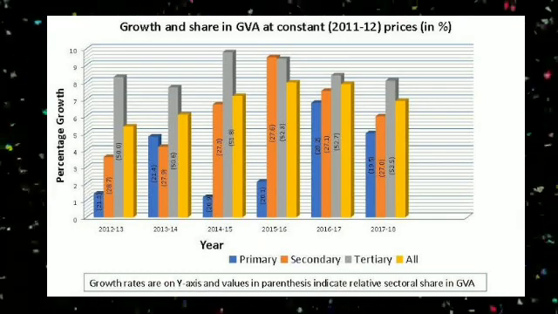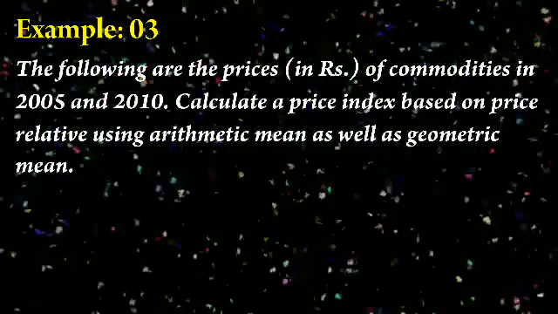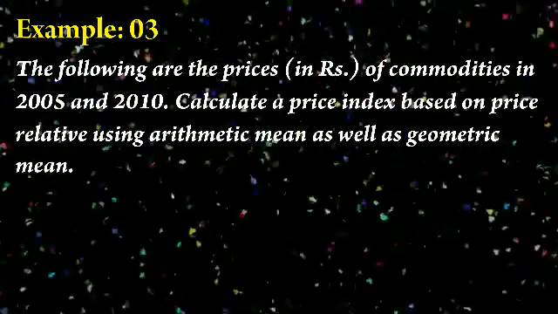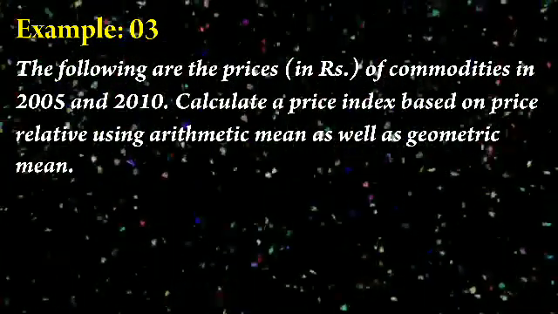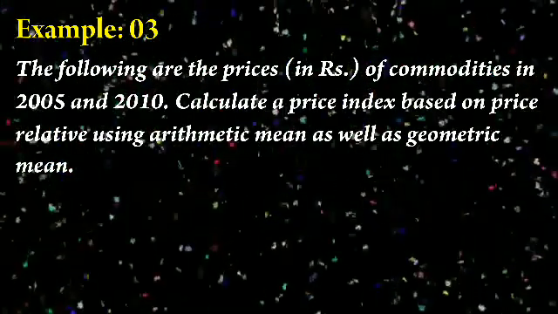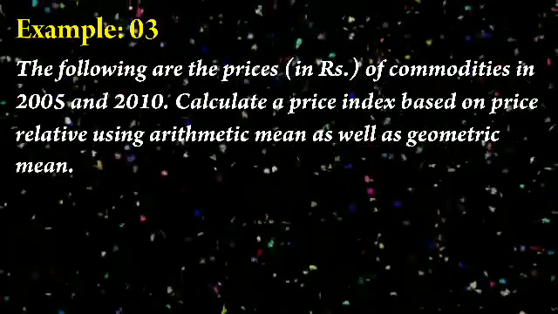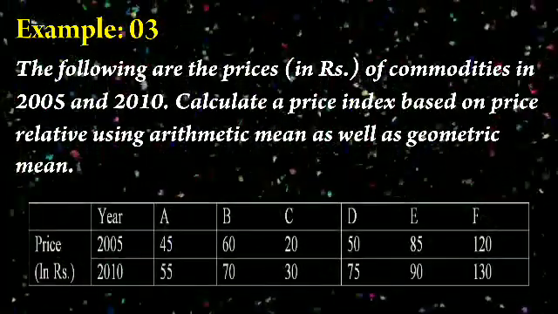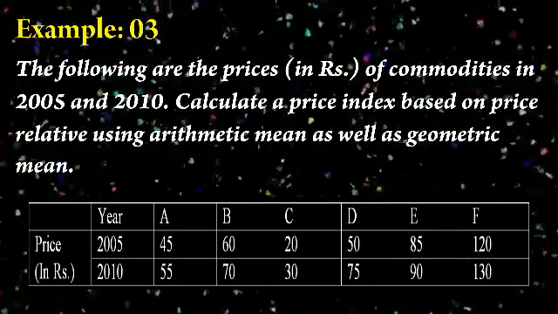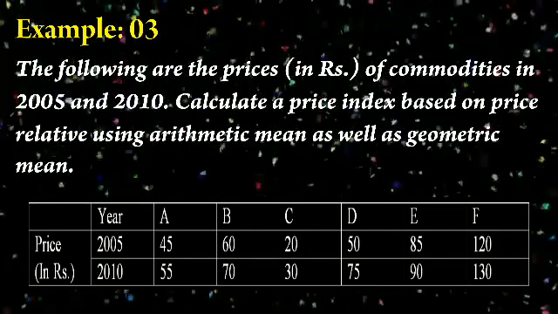Consider the given question. Example: the following are the prices, given in rupees, of commodities in 2005 and 2010. Calculate a price index based on price relative using arithmetic mean as well as geometric mean. The tabulated data is given in the slide. Here your question is to find the price index number based on both AM and GM.